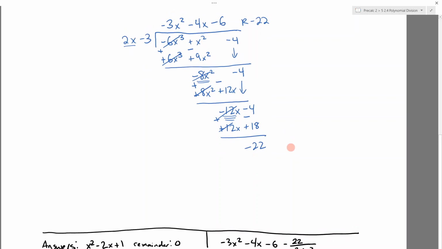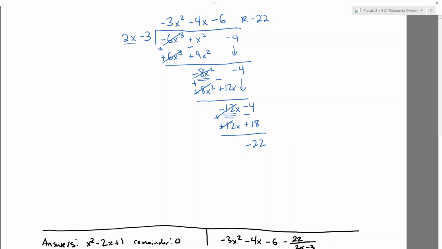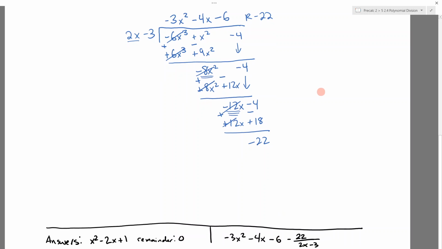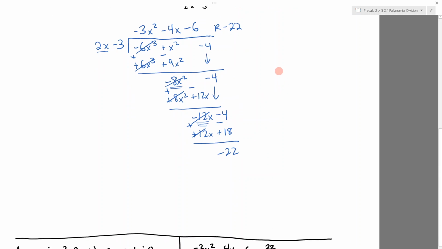Okay, so you can see that it matches up with what the answer should be. So minus 3x squared minus 4x minus 6 with a remainder of negative 22.